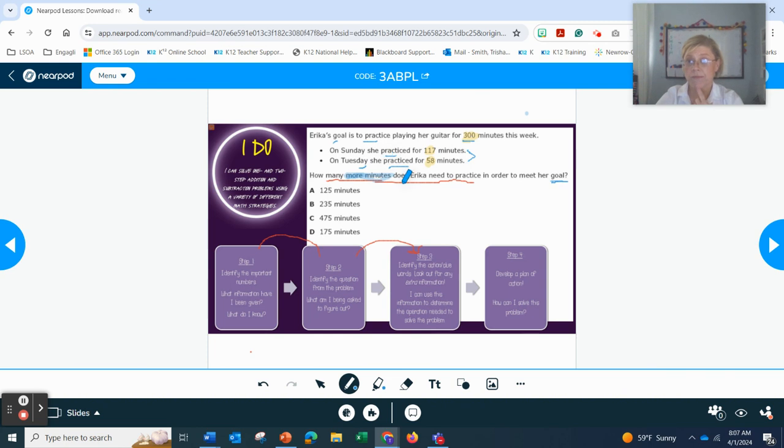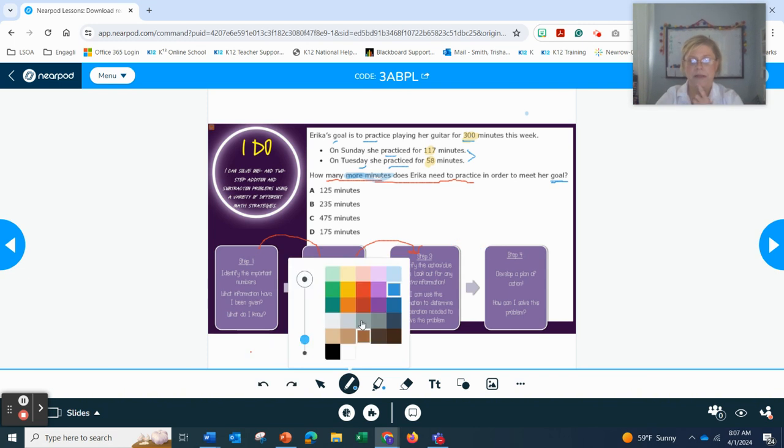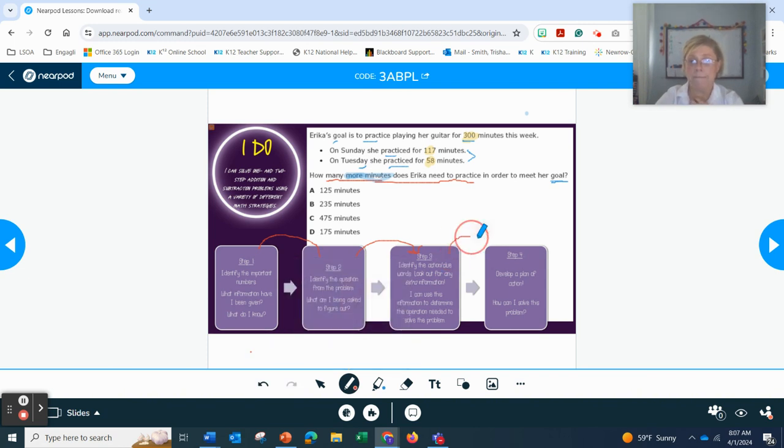All right. So let's go on to step 4. Develop a plan of action. How can I solve the problem? So what do I need to do to solve this problem? Any questions? Anyone want to solve this?